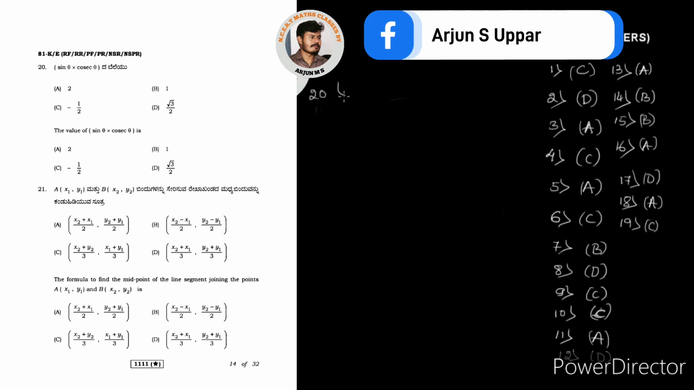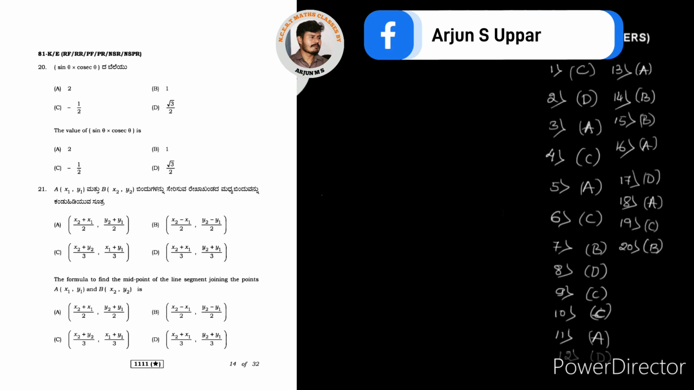So here, the 20th question. The value of sin theta into cosecant theta is... We know that the reciprocal ratio of sin theta is cosecant theta. That's why cosecant theta can be written as 1 by sin. Sin gets cancelled out. Here the answer is 1. So that's why option B is correct, because 1 is the answer. So for the 20th question, option B is correct.